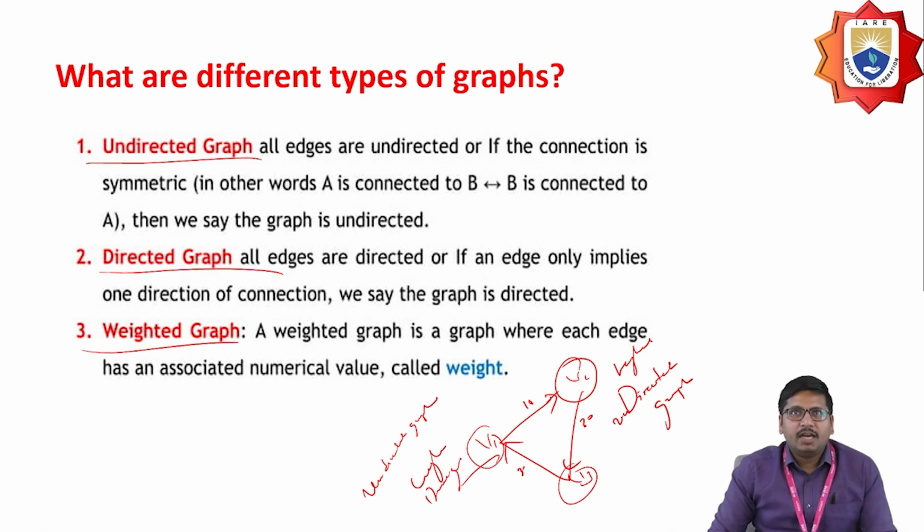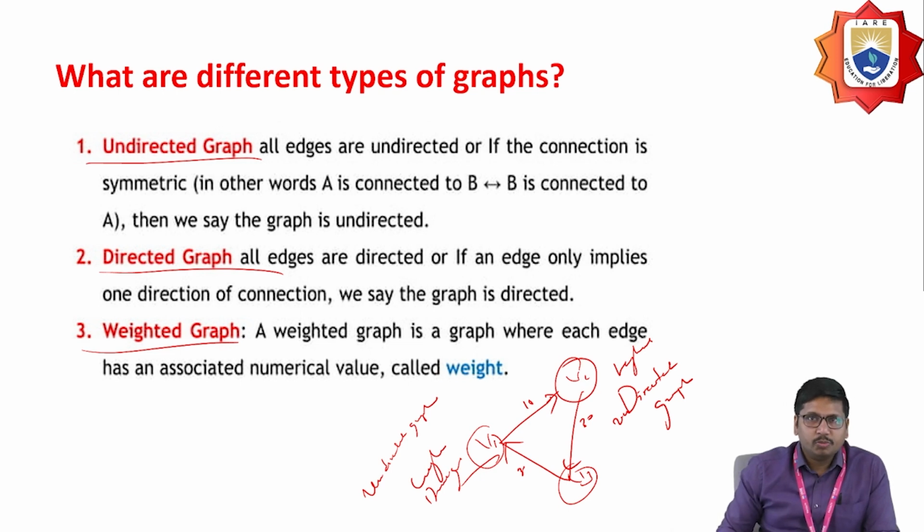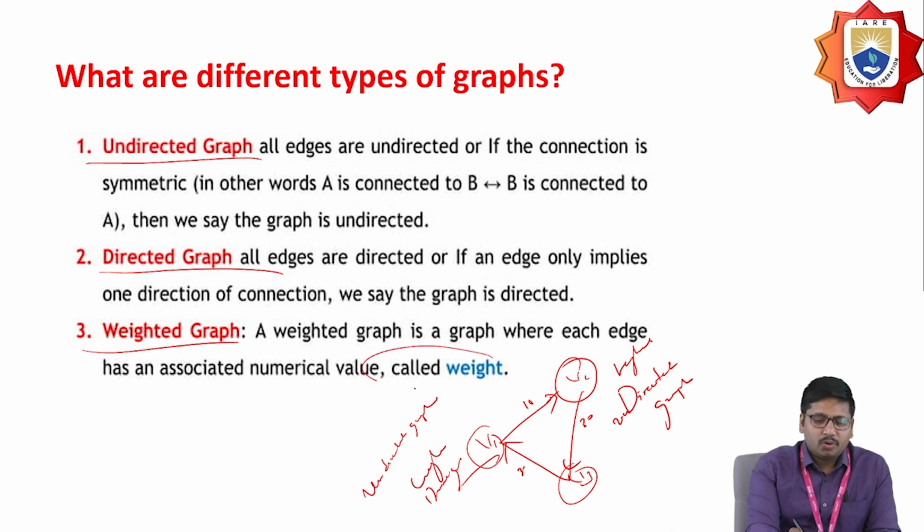So these are the different types of graphs here, which are three types. Undirected means that all the edges are undirected, and directed means all the edges are directed, and a weighted graph is a graph where each edge is associated with a numerical value, which we call a weight.